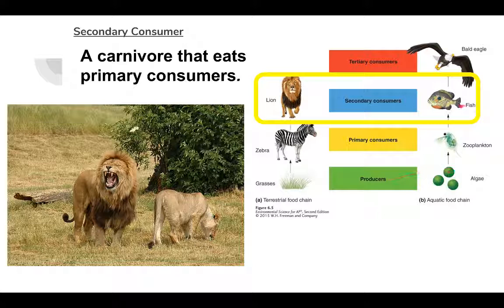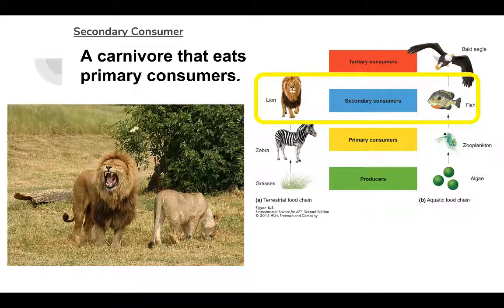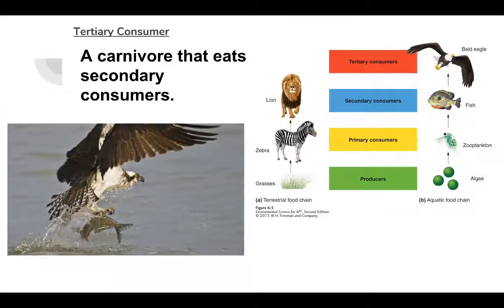Or if we look at the fish, it ate the zooplankton, which in turn got its energy from the algae, the photosynthesis, that energy that was produced by the algae. A tertiary, or in this case, think third, tertiary is third, is our bald eagle. So this is a carnivore that is eating a secondary consumer. In this example it would have been the fish. So just take a look at those. It's just important not to confuse the two. Secondary comes from the primary consumer, and the tertiary is eating another type of consumer.